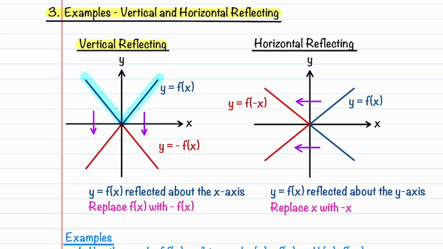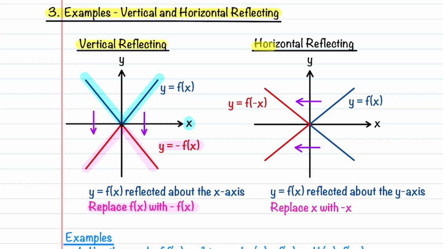What we're going to do is reflect it about the x-axis, and we're going to get our new function, y is equal to minus f of x. When we reflect a function about the x-axis, we multiply the function by minus 1 and essentially replace f of x with minus f of x.